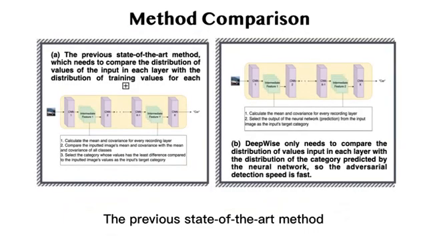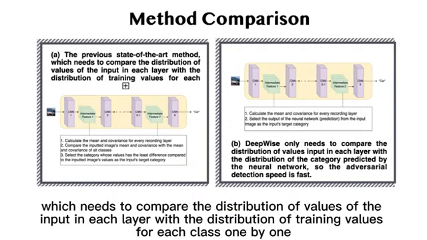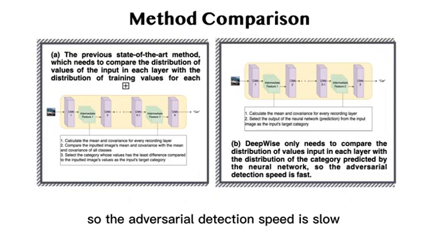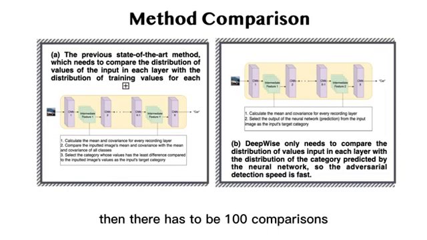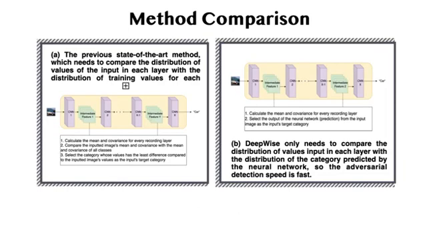The previous state-of-the-art method needs to compare the distribution of values of the input in each layer with the distribution of training values for each class one by one. So the adversarial detection speed is slow. So if there are 100 classes, then there have to be 100 comparisons.